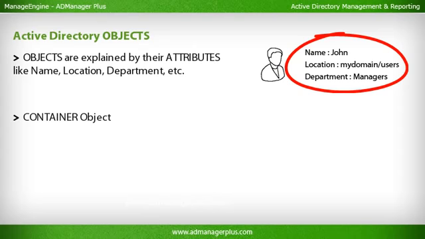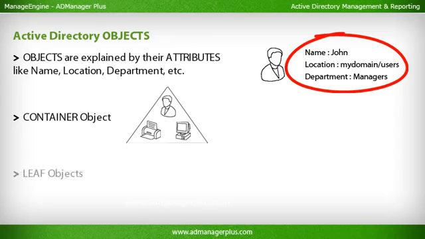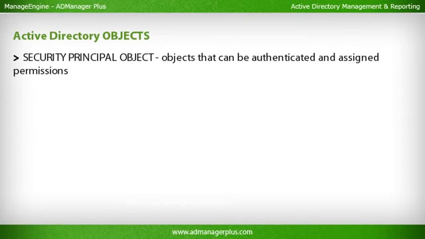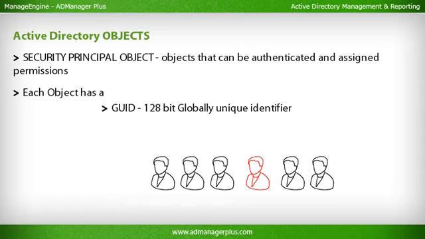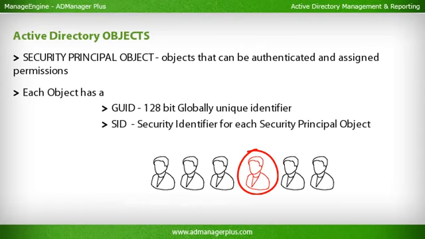Container objects can contain other objects like users, computers, OUs, etc. Leaf objects cannot contain other objects, for example, users, computers, etc. Security principal objects are objects that can be authenticated and assigned permissions. Each object has a GUID, a 128-bit, globally unique identifier, and a SID, security identifier, for each security principal object.